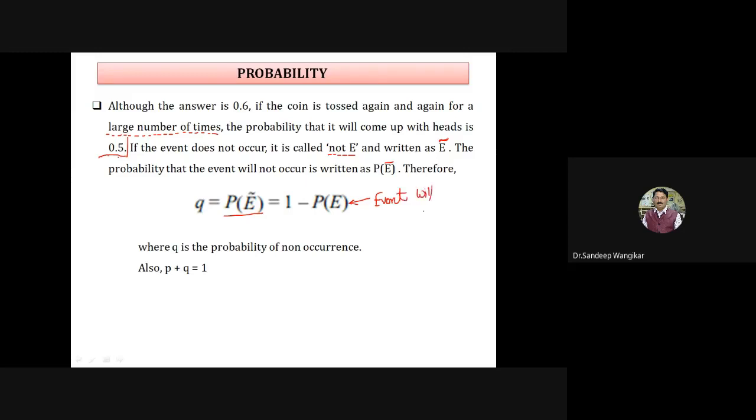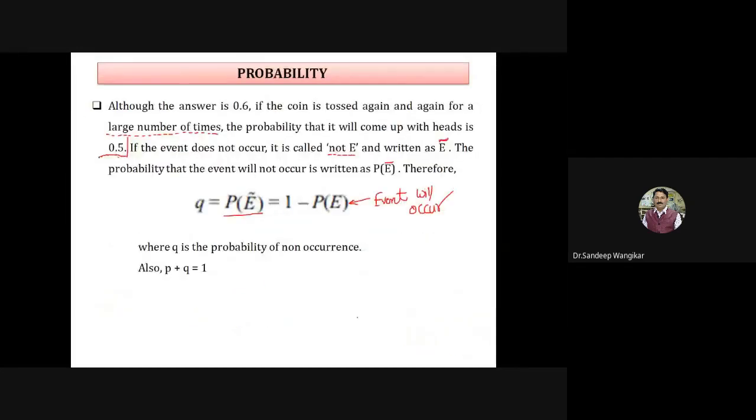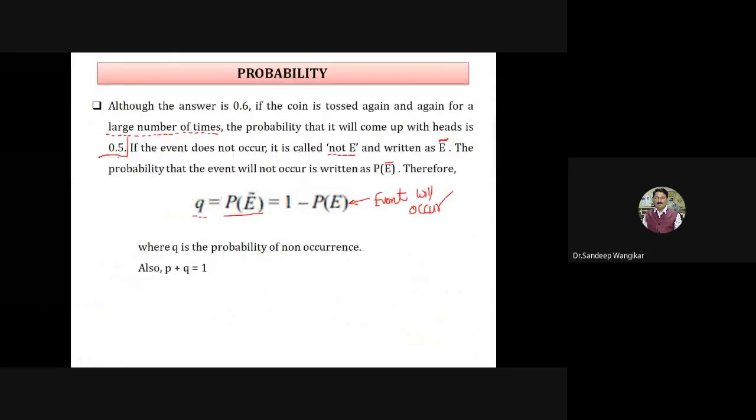the event will occur. We have already seen here that small p stands for the event occurring, and small q stands for the event not occurring. Ultimately, q is the probability of non-occurrence and p is the probability of occurrence of the event. And what is the probability of non-occurrence? It is 1 minus P(E). So 1 minus the probability of occurrence.